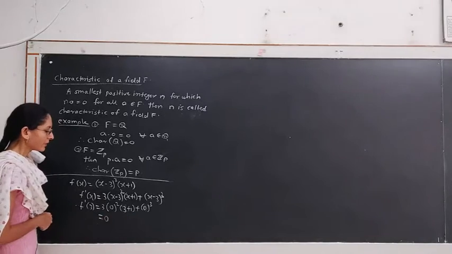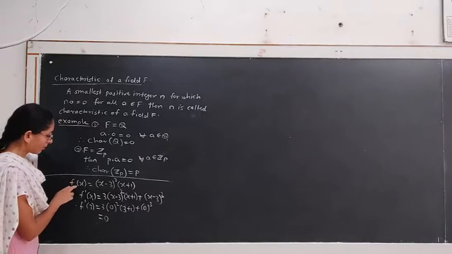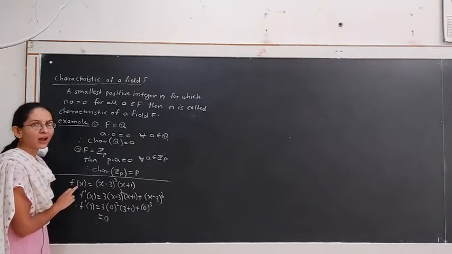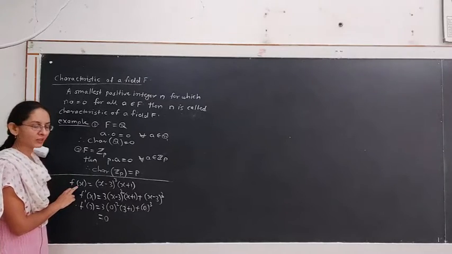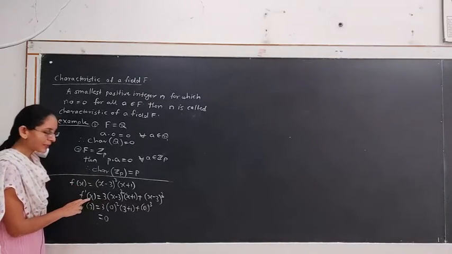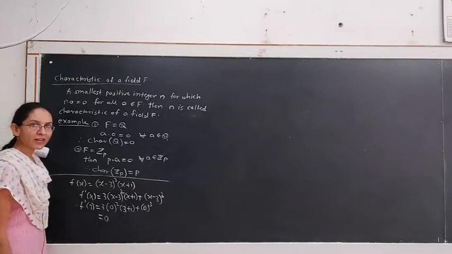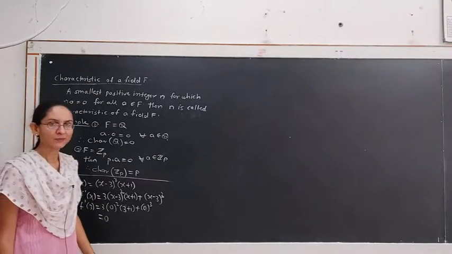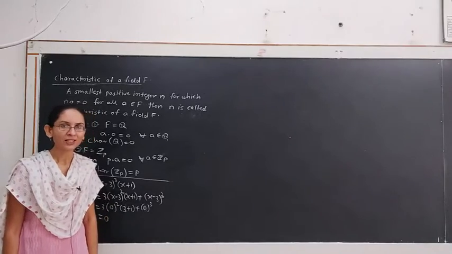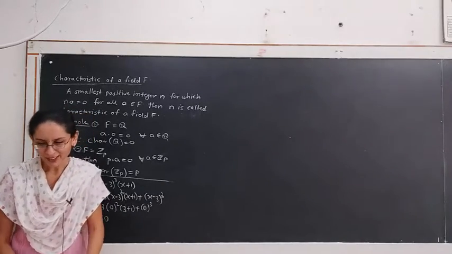Therefore, we say that if some polynomial has a multiple root, then its derivative takes value 0 at the same root. If alpha is a multiple root of the polynomial f(x), then f dash of alpha is 0. We prove that result.